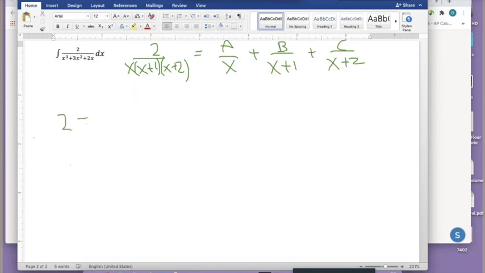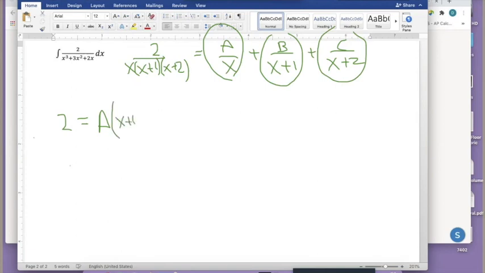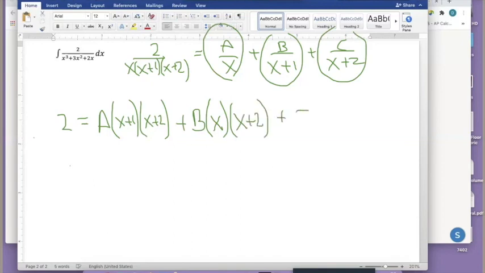2 equals, okay, now again, if we wanted to add this fraction and that fraction and the third fraction, we've got to get common denominators. So I'd actually have to take that A fraction. It's already over x. I need to multiply by x plus 1 times x plus 2. And then I'd have to take the B fraction, which already has an x plus 1 in the denominator, so it only needs an x and an x plus 2. And then finally the C fraction, which already has the x plus 2 in the denominator, so it just needs an x and an x plus 1.